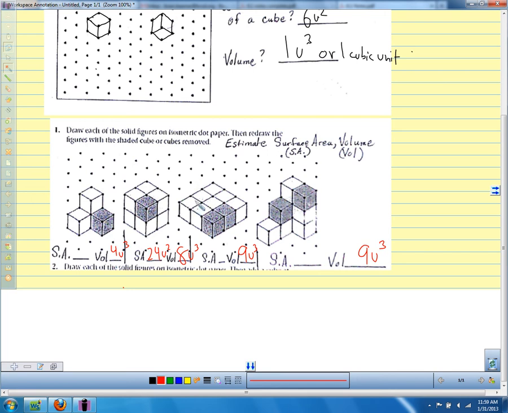So how about this one? Let's figure out the surface area of this one. How many squares are showing on the top? 9. So how many are going to be on the bottom that we can't see? 9. So that's 18. I have 3 on this side. That makes 21. I have 3 on this side. That makes 24. I have 3 on that side. That makes 27, and 3 on the back side. So I end up with 30 units squared.